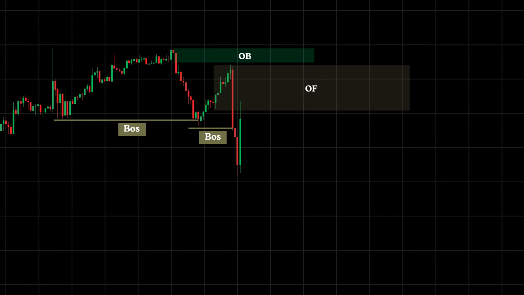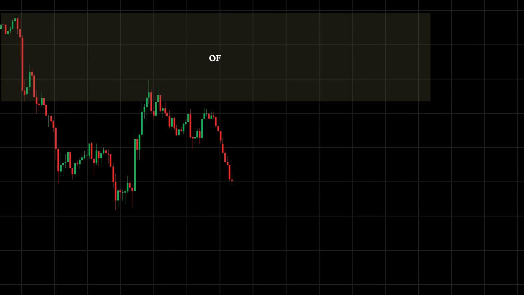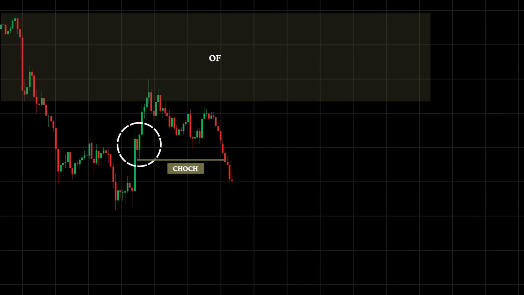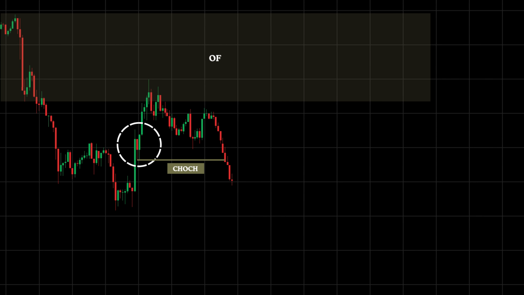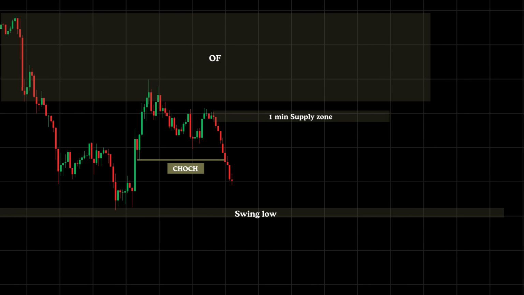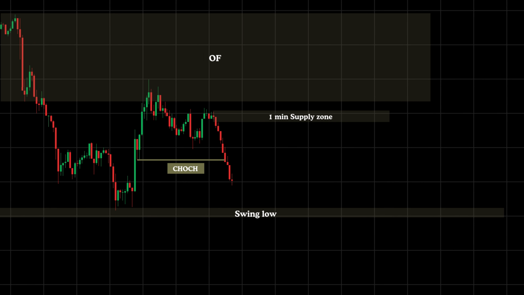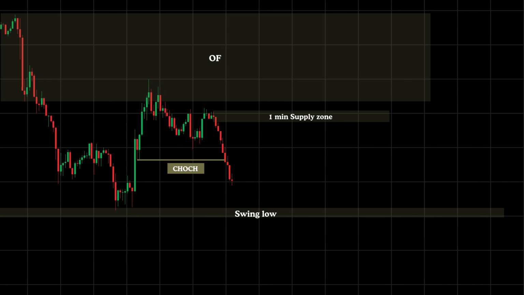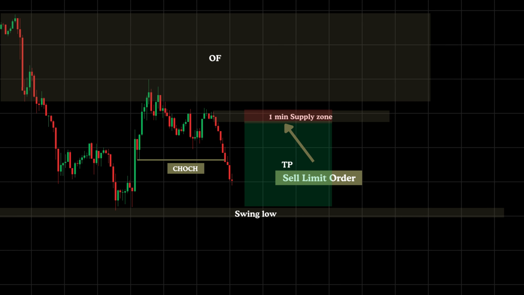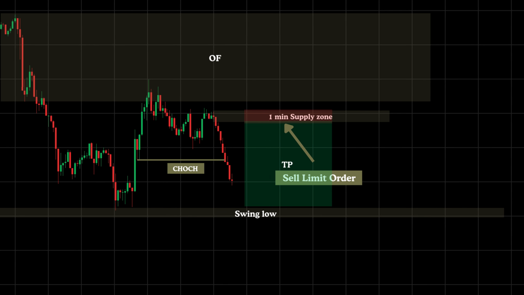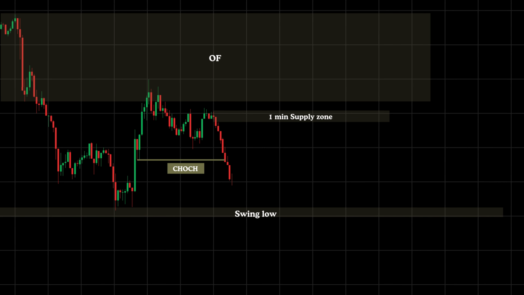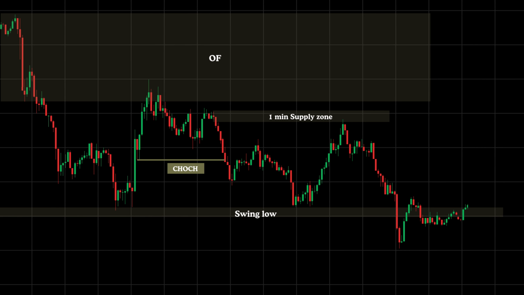significant change of character. On the 1-minute chart, price indeed formed a major change of character by breaking structure while also leaving behind a notable inefficiency. Next, we highlight the order block created by the CHOCH wave. With our point of interest now marked, we place a sell limit order at this zone. To manage risk, the stop loss is set a few pips above the highest point of the area, and the take profit target is the swing low. Our sell limit order gets triggered, and we are officially in the trade.